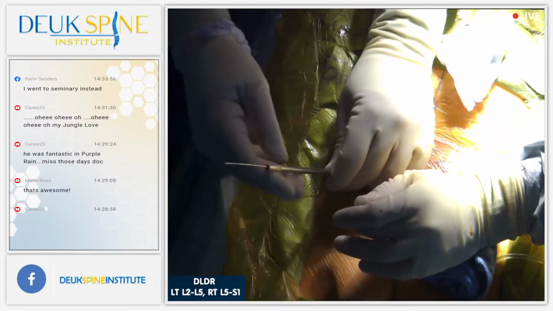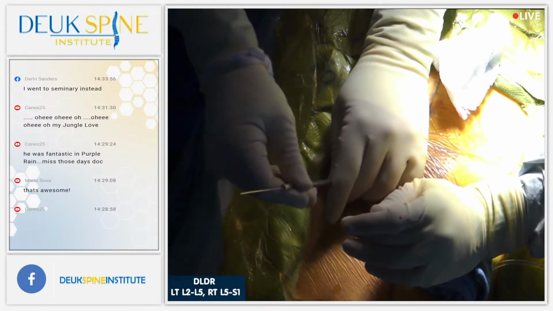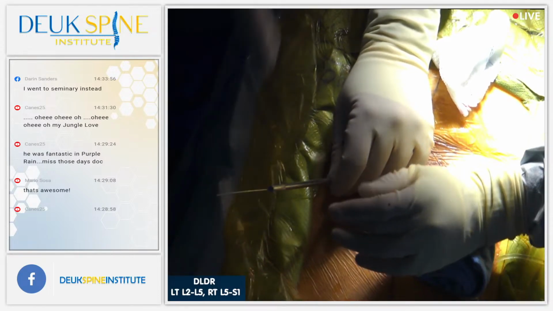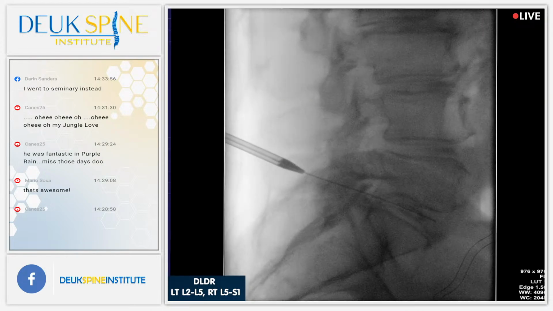All right, we're going to go to the right side, L5-S1. You can see the dilators going down. Probably another 10, 15 minutes, hopefully. I'll take more questions if you guys have them.